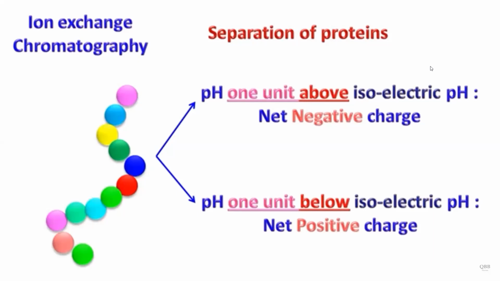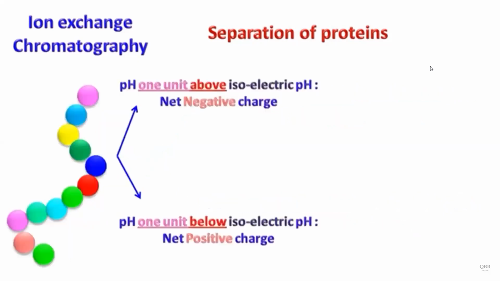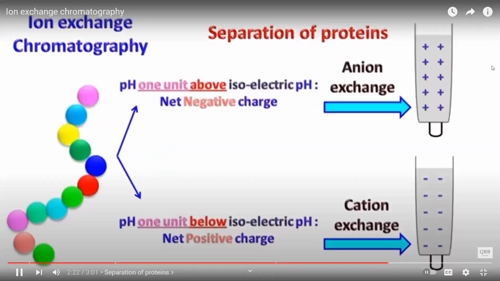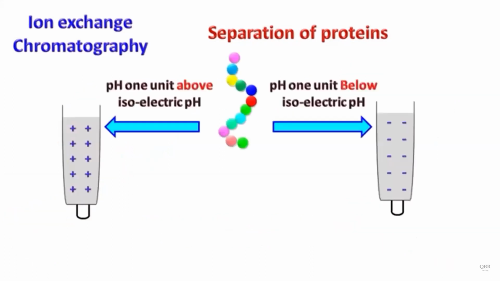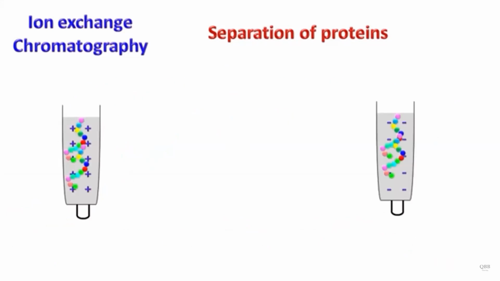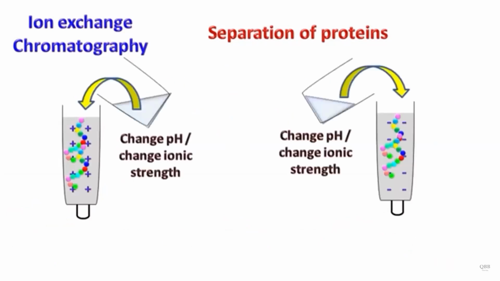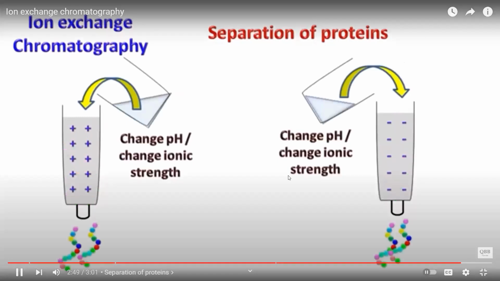Before proceeding further, it must be checked at which pH the protein is stable. If the protein is stable at pH 1 unit above isoelectric pH, then anion exchange chromatography is preferred as the protein will have a negative charge. And if the protein is stable 1 unit below the isoelectric pH, then cation exchange chromatography is preferred as the protein will have a positive charge. Once the protein binds the stationary phase in the column, elution of protein can be done by changing the pH or by changing the ionic strength.